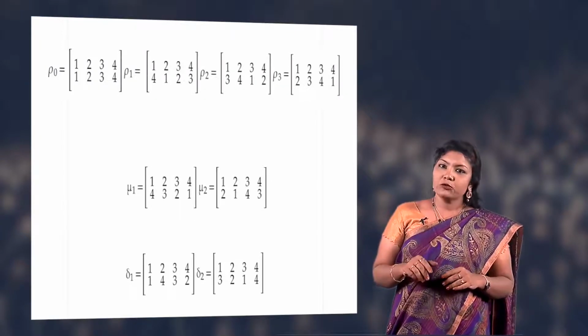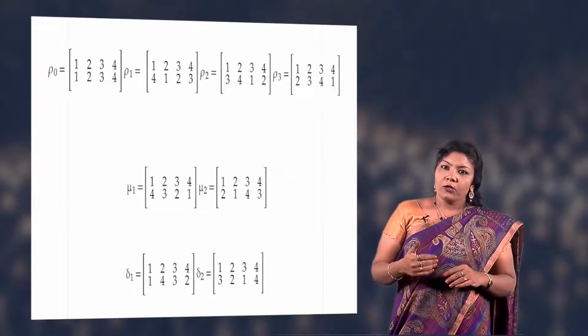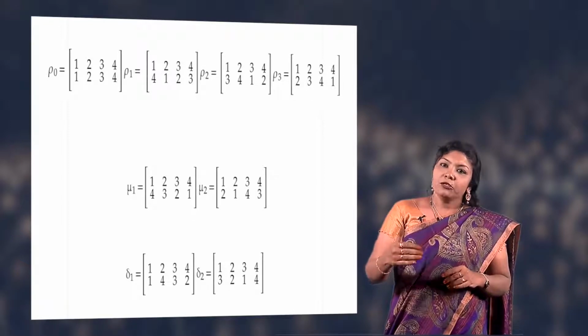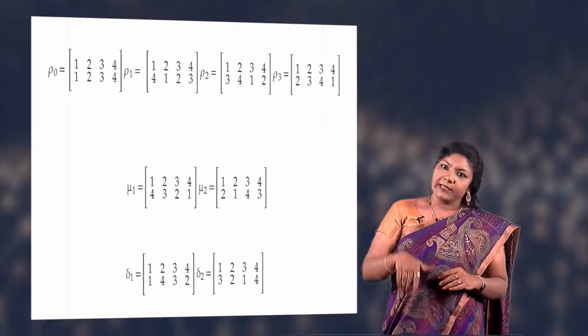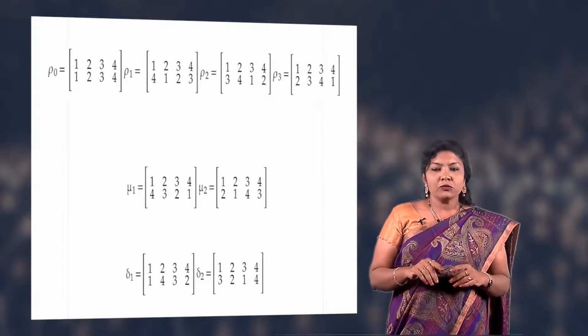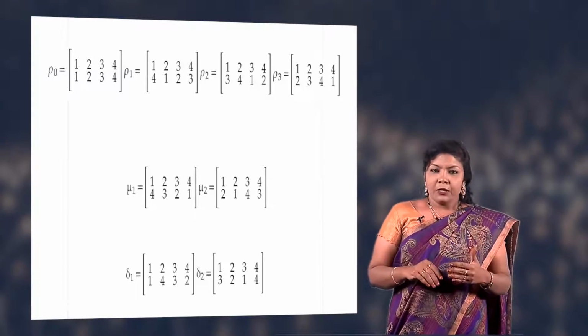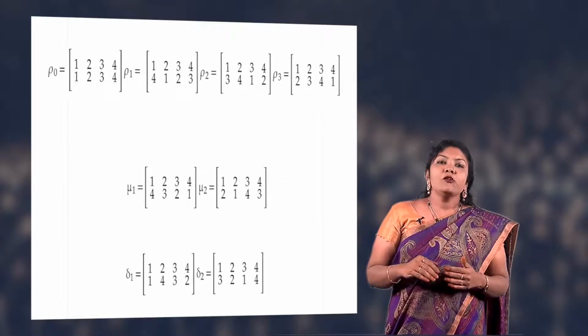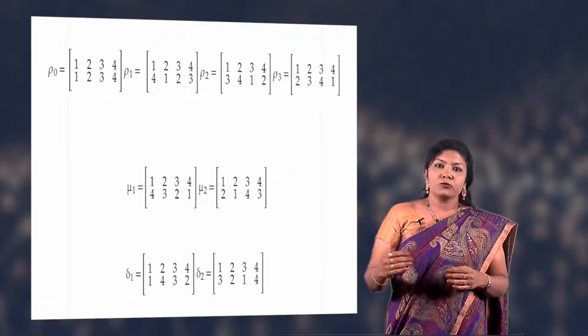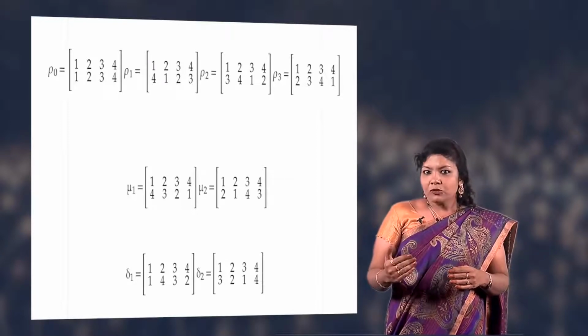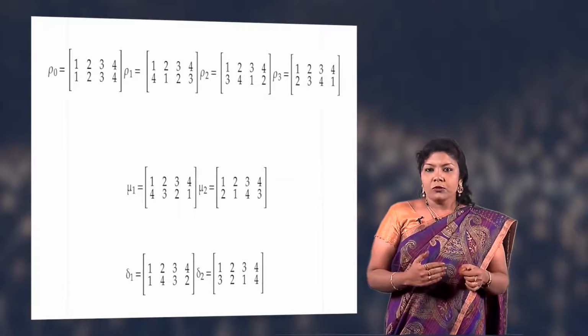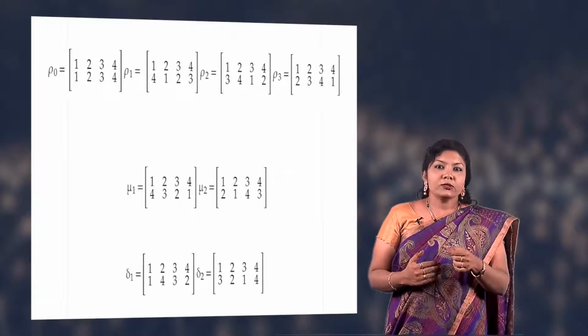Row 1 is equal to 1 goes to 4, 2 goes to 1, 3 goes to 2, 4 goes to 3. Row 2 is equal to 1 goes to 3, 2 goes to 4, 3 goes to 1, 4 goes to 2. Row 3 is equal to 1 goes to 2, 2 goes to 3, 3 goes to 4, 4 goes to 1.